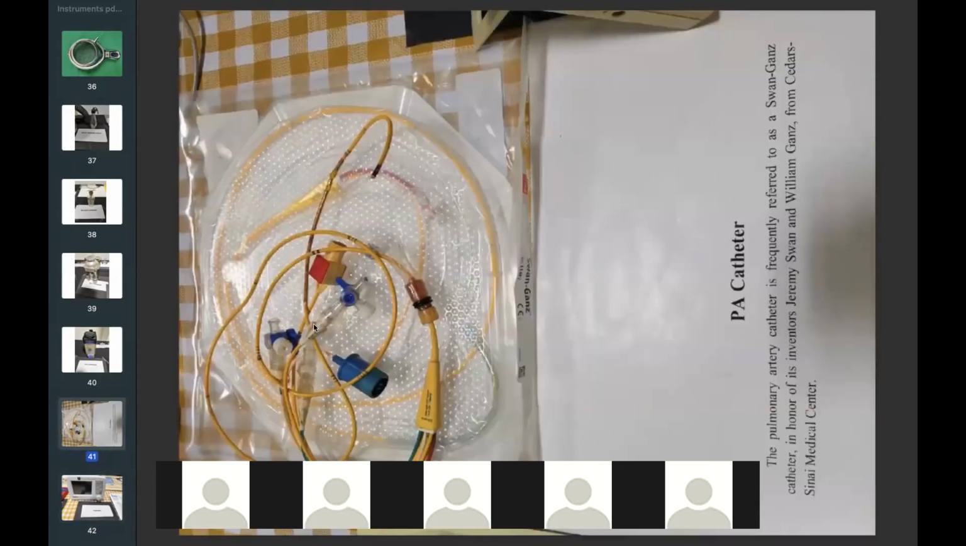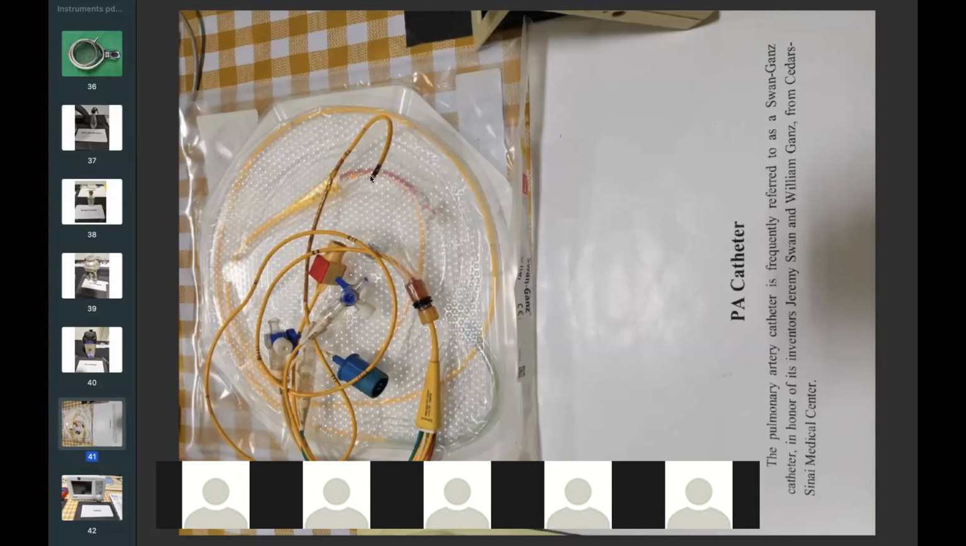It has got these three ports over here. This is the cardiac output port. Through one of the ports, you inject the saline. And the other port is used for giving any medications like inotropes. If you want to give, you can give through that. I'm sorry, but here you cannot see the markings well.